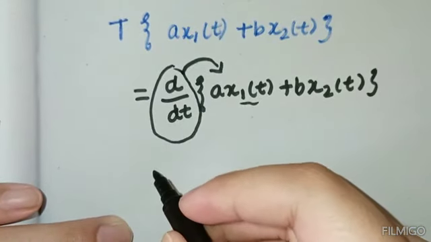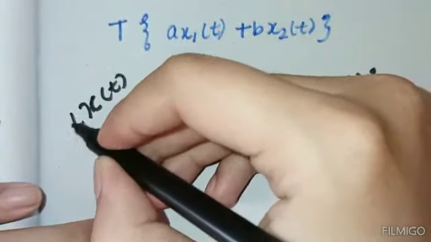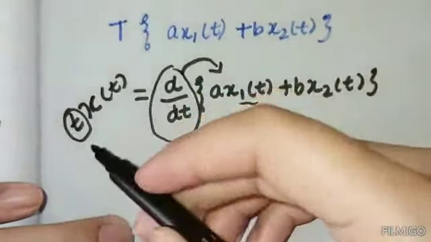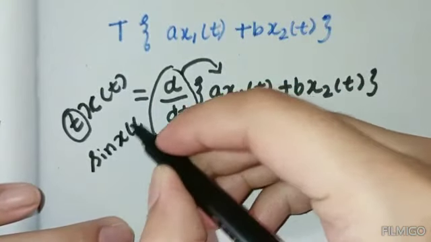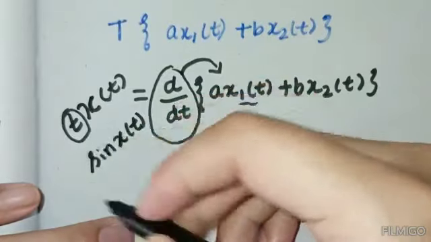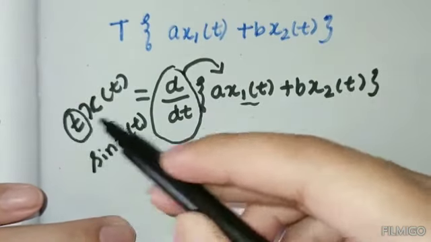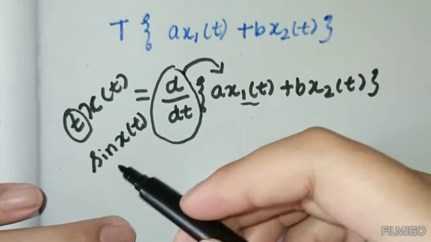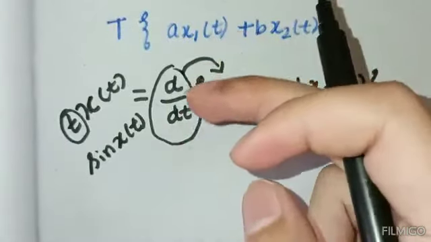Expression here means, apart from x of t, anything else multiplied to x of t. For example, in t x of t, your t is multiplied to x of t. And if I say sin x of t, I can say that sin is multiplied to x of t, so sin is associated with x of t. Those are the things you have to see. The things associated with x of t, you need to make sure that they get multiplied to a x1 of t plus b x2 of t in the case of whole transformations.